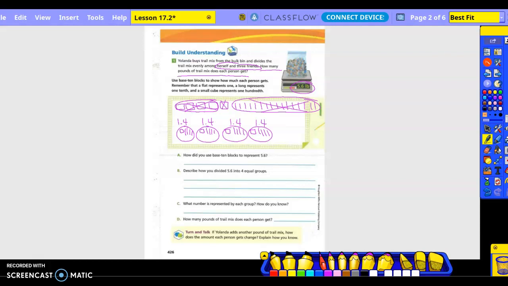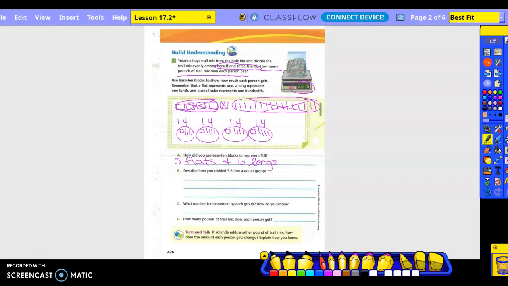So how do you use base 10 blocks to represent 5 and 6/10? So basically we drew what? 5 flats and 6 longs.